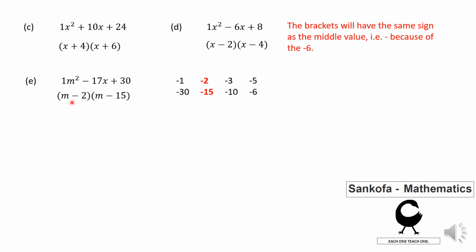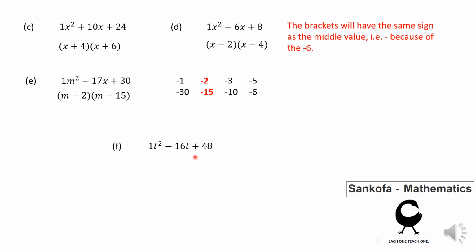So the only time you have the same signs in your brackets when you factorize is when the constant is positive. And whatever the sign is depends on the value of b. Okay, that is something that you should never forget.